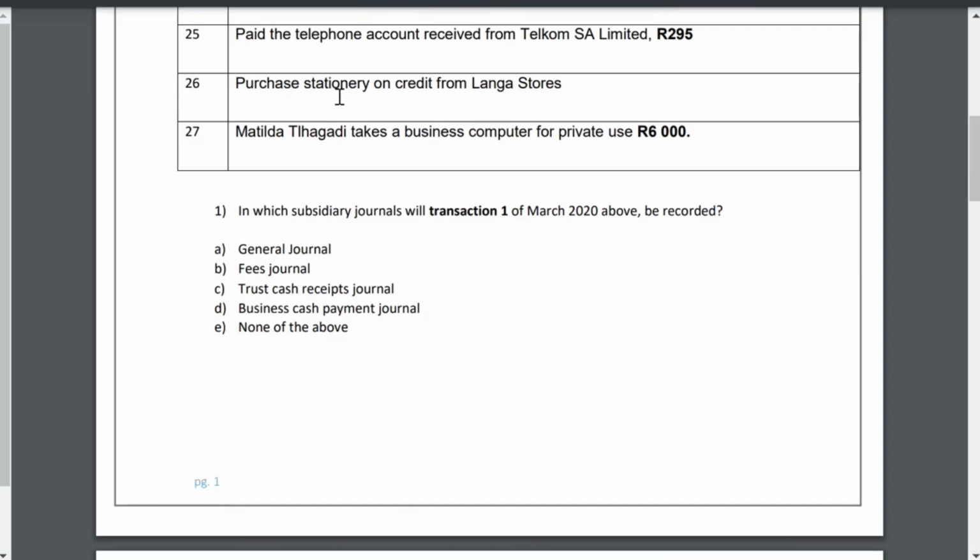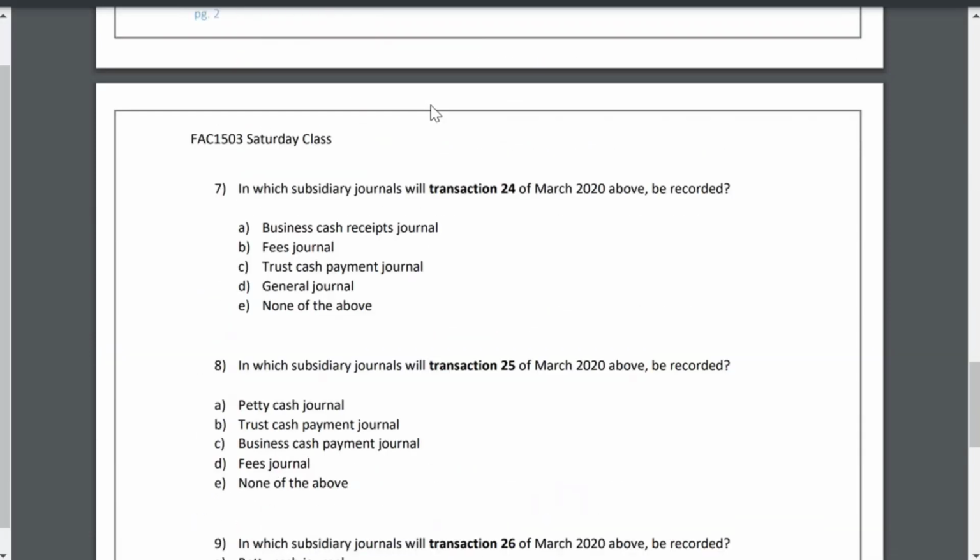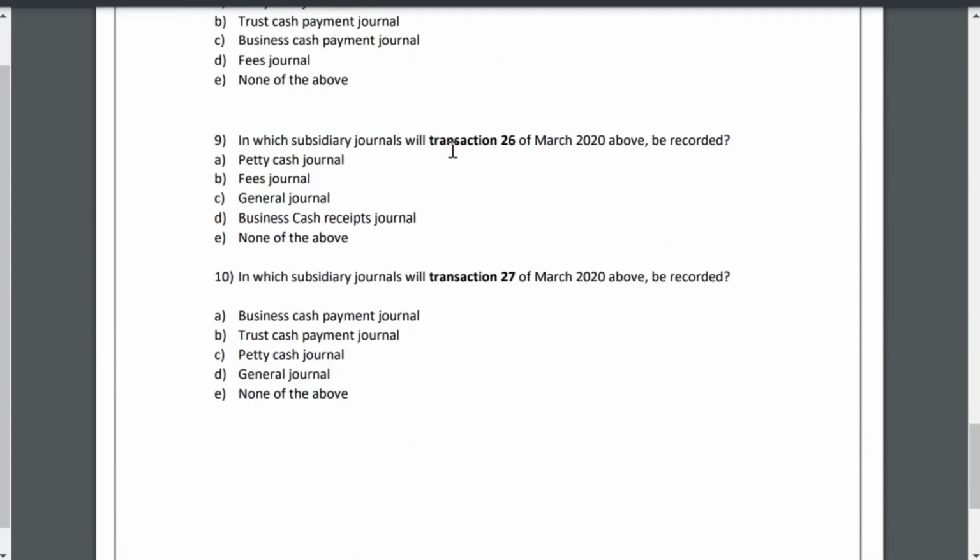Purchased. Matilda Atonis purchased stationery on credit from Langa stores. So the options for transaction number 26 are: petty cash journal, fees journal, general journal, business cash receipts journal, or none of the above.